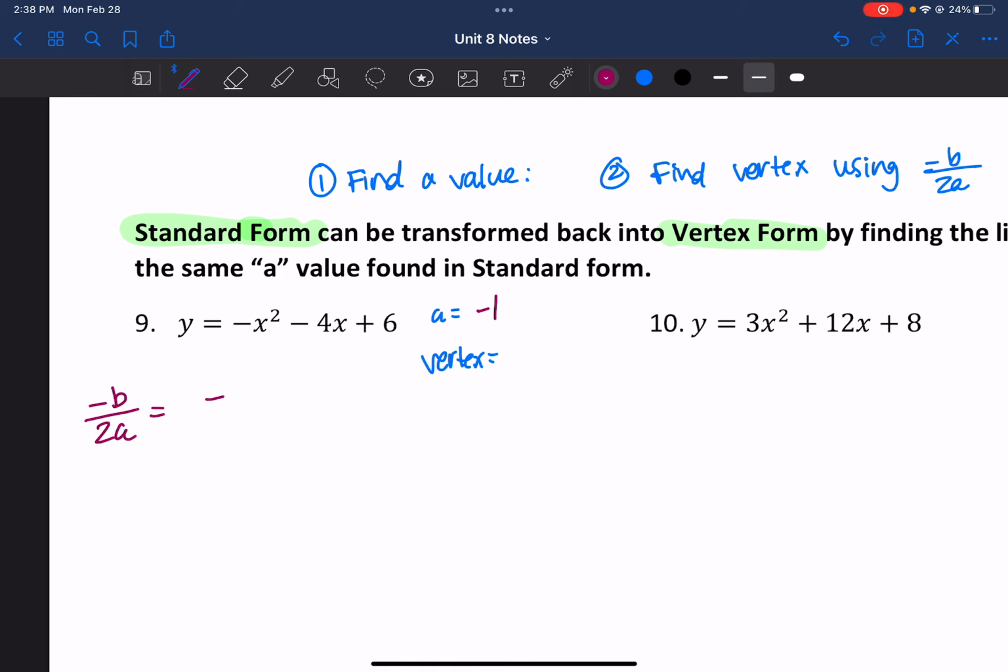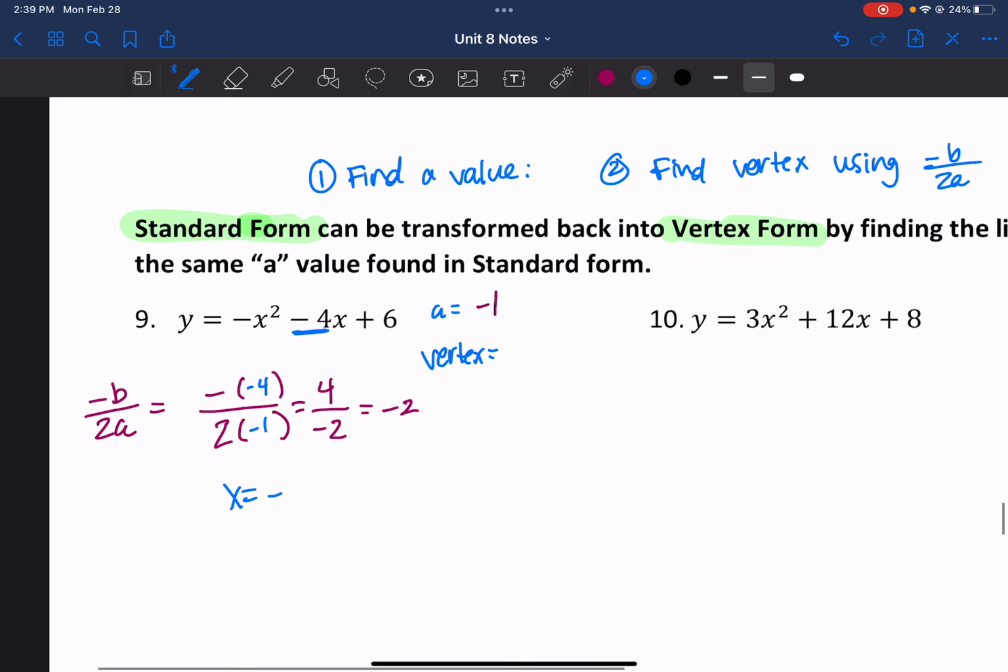All right, so we have negative parentheses over 2 parentheses. What is my b value? It's a -4. So I'm plugging a -4 here. And what's my a value? It's a -1. All right, so let's simplify. Let's go ahead and see what we have here. I know I get 4 up top and I get a -2 down below. And then what is that going to be? It's going to be a -2. Okay, so I have my axis of symmetry or my x value. So x equals -2. But I'm not done yet.